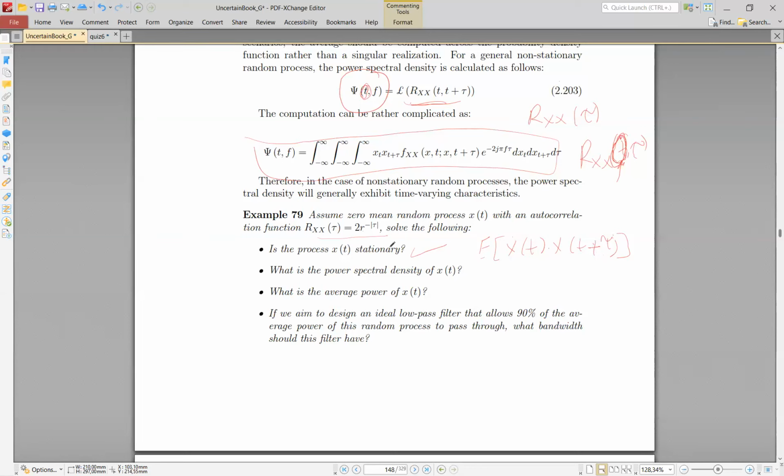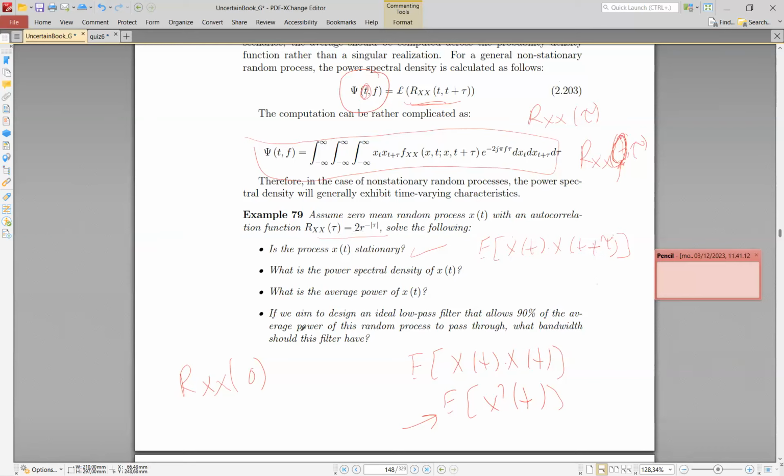Okay, and then what is the average power of x of t? We will see how to find the average power of x of t. Actually, the average power of x of t is the same at tau equal to 0. So when you take tau equal to 0 here, what happens? It becomes expected value of x of t times x of t, and this will be expected value of x squared of t. So this is the average power of the signal. So the average power is simply Rxx at tau equal to 0. So if you put here tau equal to 0, the average power will be 2.